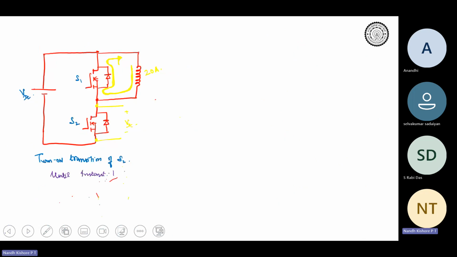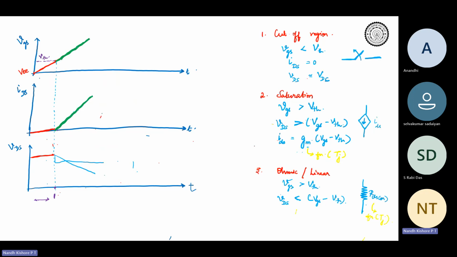Then what happened was your gate source voltage increased beyond threshold, as a result of which the device started behaving as a constant current source, and the drain source current also increased like this.